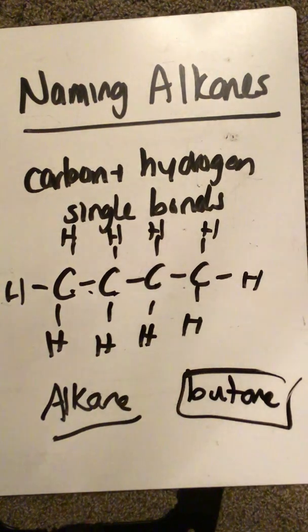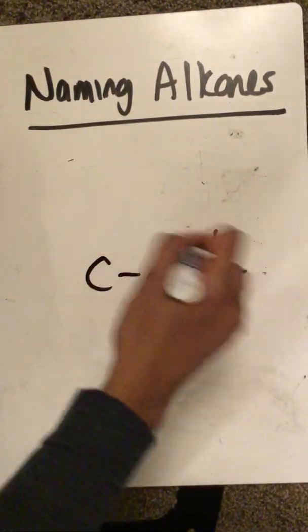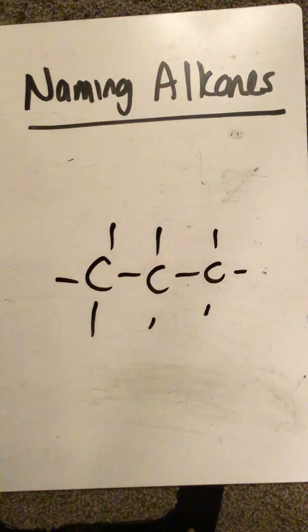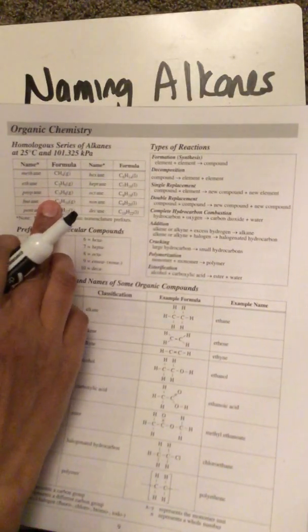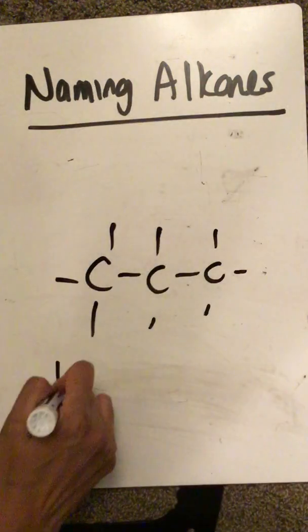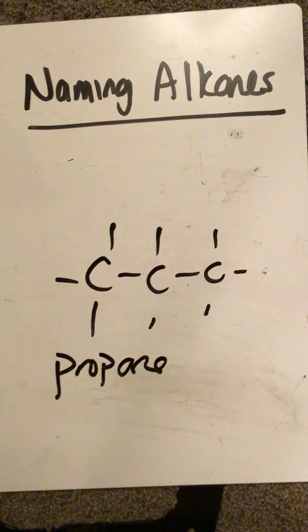And the same thing would go if it was like C, C, C. Hey, there's another alkane. What would be the name? Well, there's 3 carbons, so I would name it like this, propane. Okay, so there you have it.